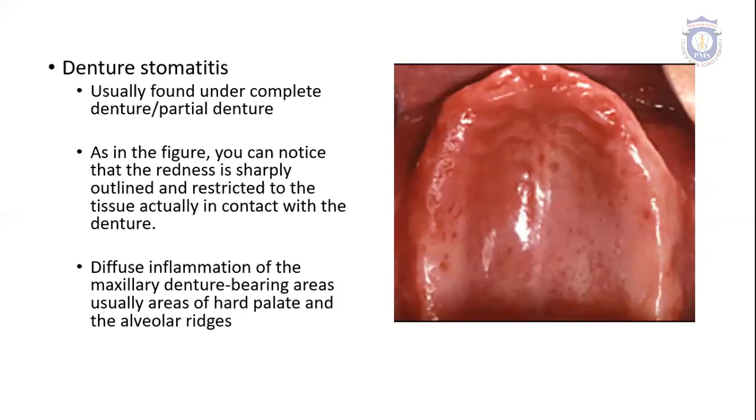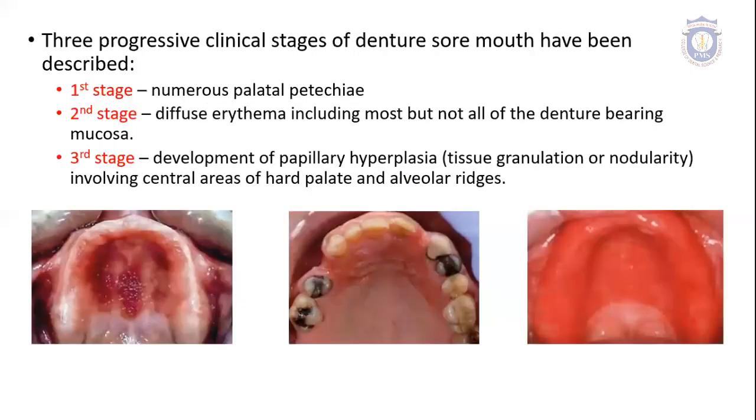As in the figure, you can notice that the redness is sharply outlined and restricted to the tissues in contact with the denture. You can see diffuse inflammation of the maxillary denture-bearing areas, usually of the hard palate and the alveolar ridges. So there are three progressive clinical stages for denture sore mouth.